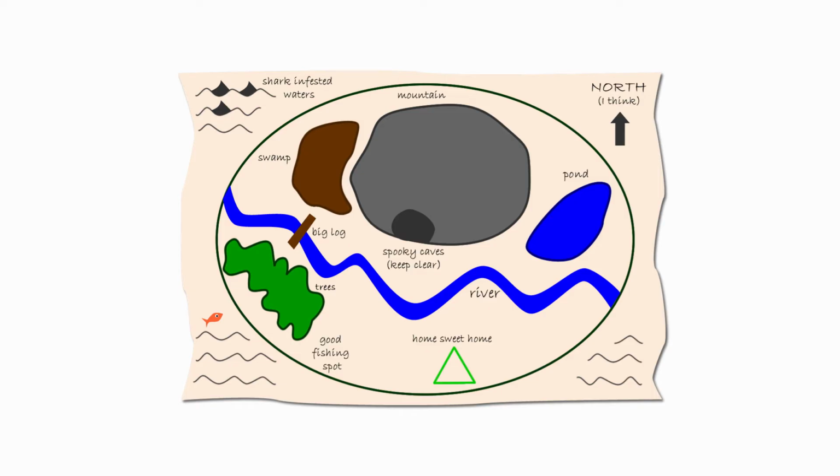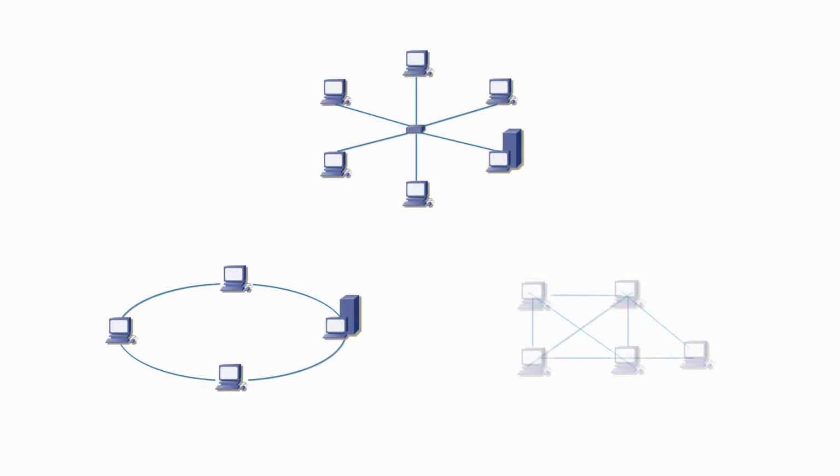And it doesn't have to be a great work of art, as long as he can see where all of the important landmarks are, and it helps him to find his way around the island. Abstraction is very common in computer science. Computers in a network are often connected together as stars, rings, or meshes. In reality, these shapes only tell us which devices are connected to which. The actual physical layout of a star network, for example, probably doesn't look anything like a star.